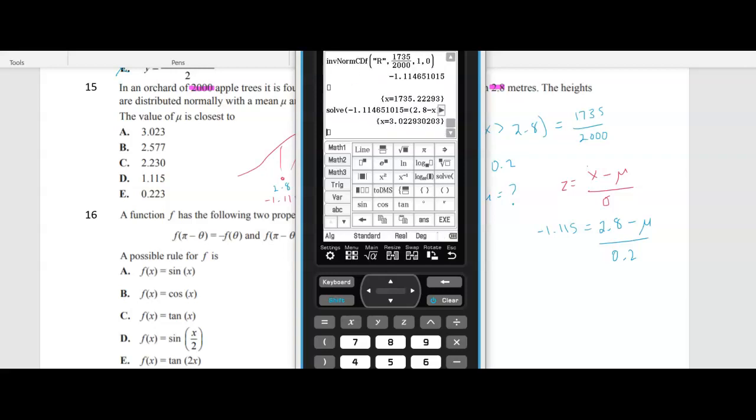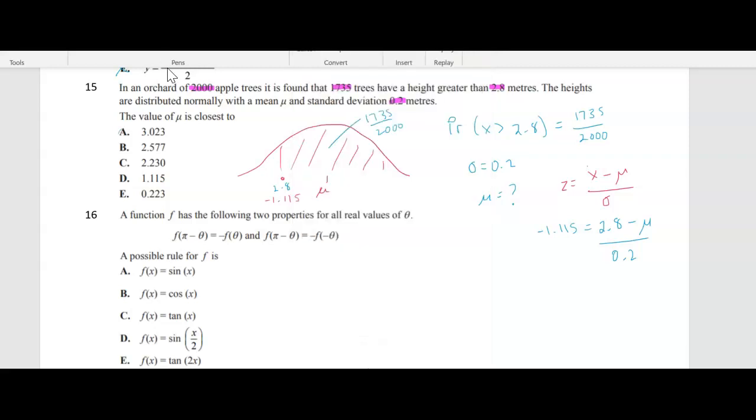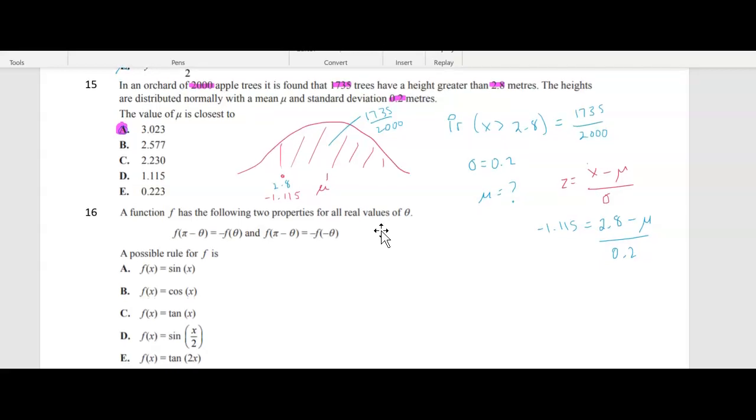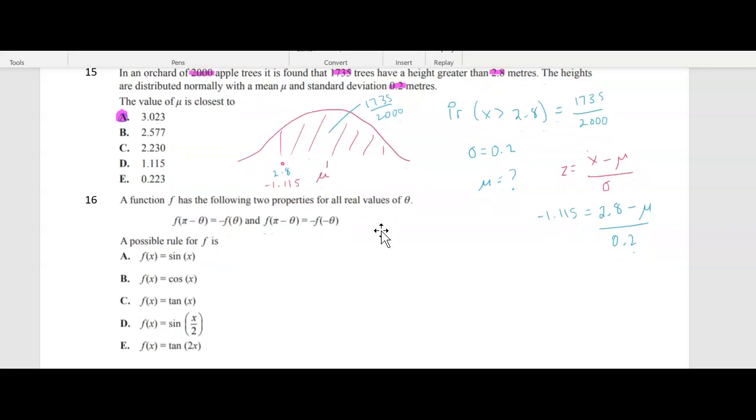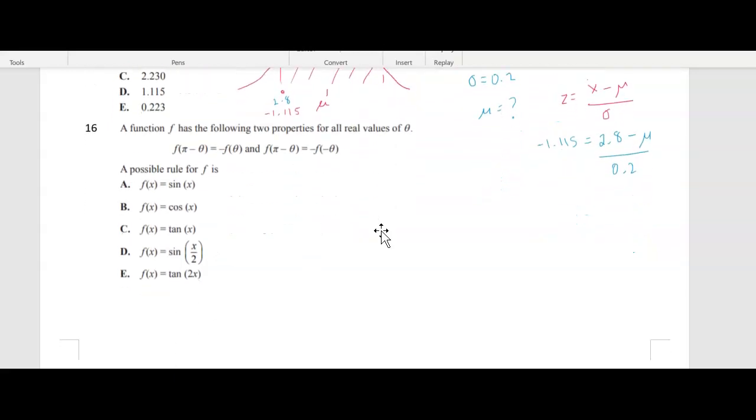So 3.023. Okay, so the correct answer for that one is A. Now, 45% of students got that one correct. I don't know whether you can do a process of elimination. Anyway, let's keep moving on.